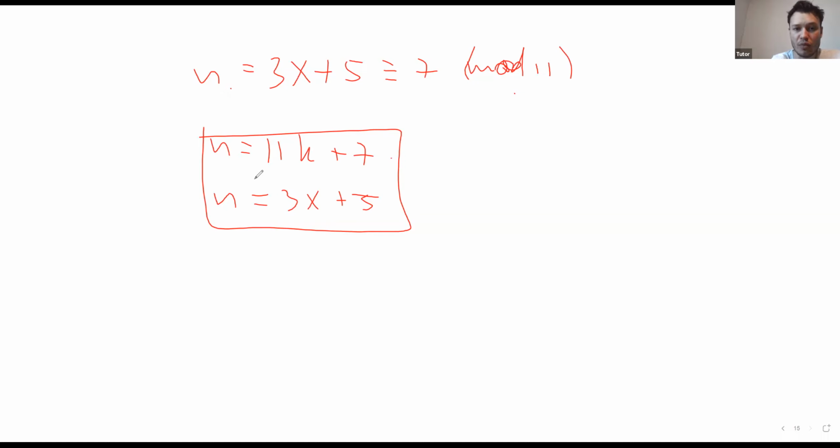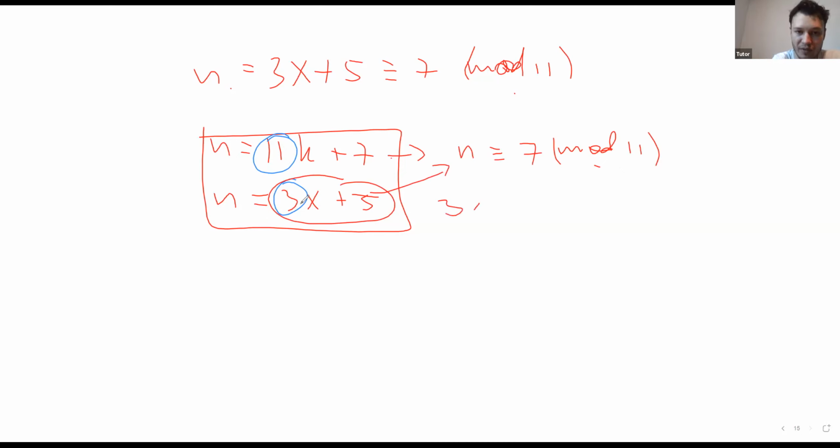But one thing you can do is, in order for this to be satisfied, n needs to be congruent with 7 mod 11. You always start with the biggest mod, so you look at mod 11 and mod 3. You write n is congruent with 7 mod 11. Then you take this and plug it into here, so I get 3x plus 5 is congruent with 7 mod 11. And now you're trying to solve this system of equations.